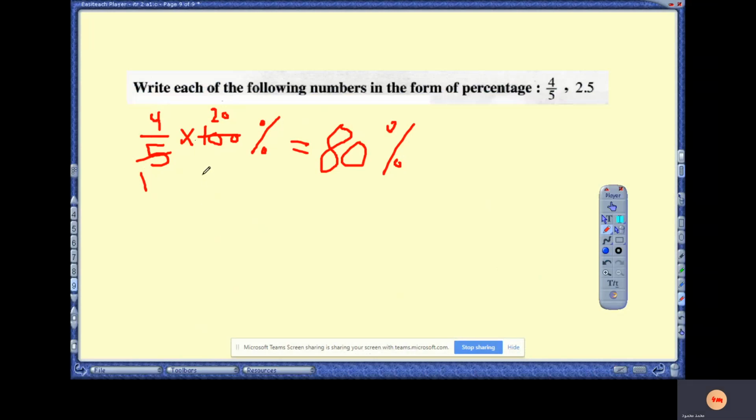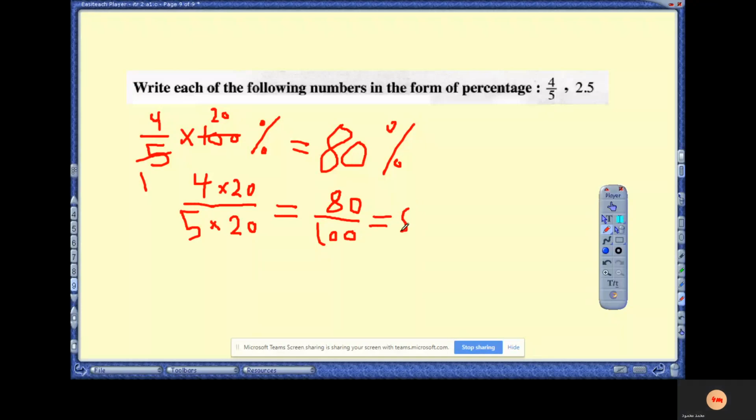Or you can do it with 4 over 5. Multiply 4 by 20 and 5 by 20. It will be 80 over 100. It will be 80%.